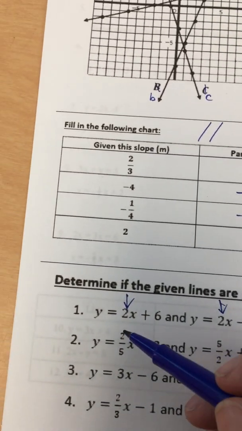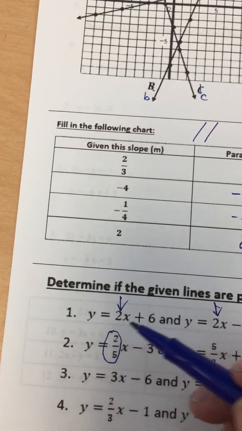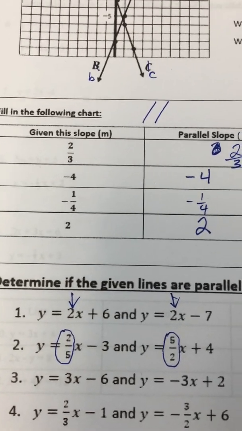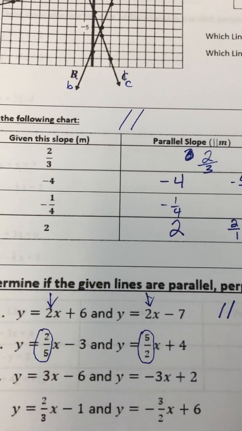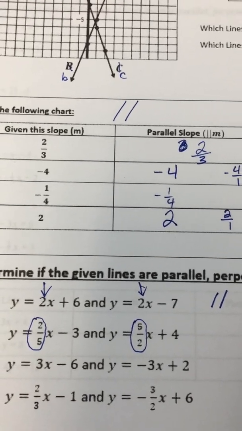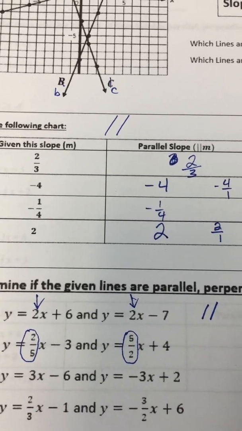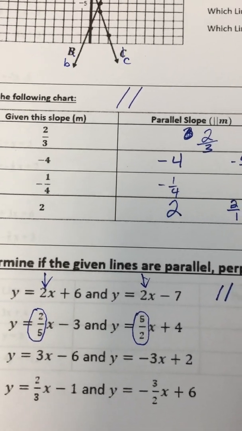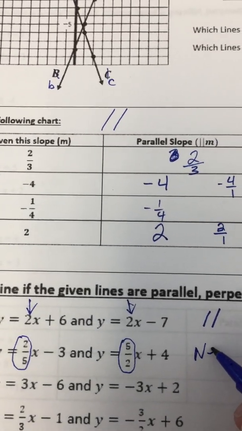So in number 2, this one has 2/5 as the slope. This one has 5/2 as the slope. Now, I agree they are reciprocals. They are upside down of each other, but are they opposite signs? They are not. So if they're not both opposite signs and reciprocal, they are not perpendicular. And they're not parallel because they're not the same. So this would be a case of neither.